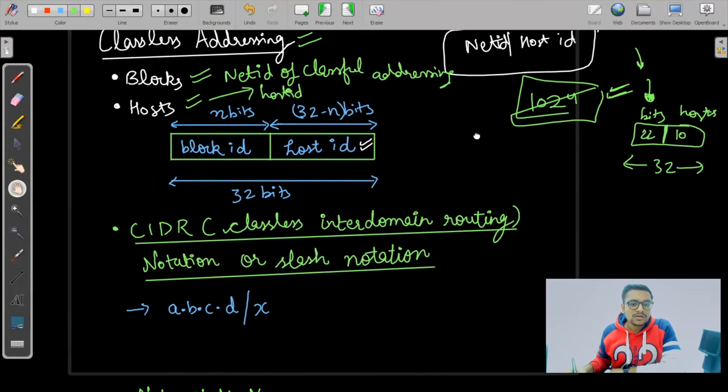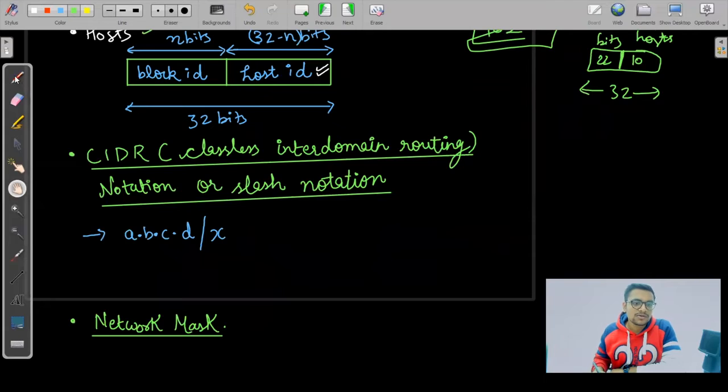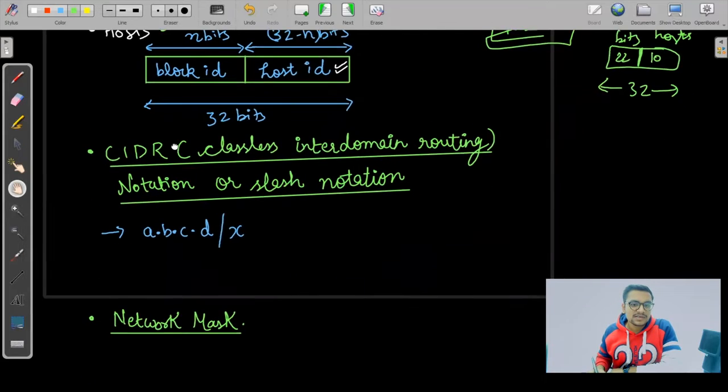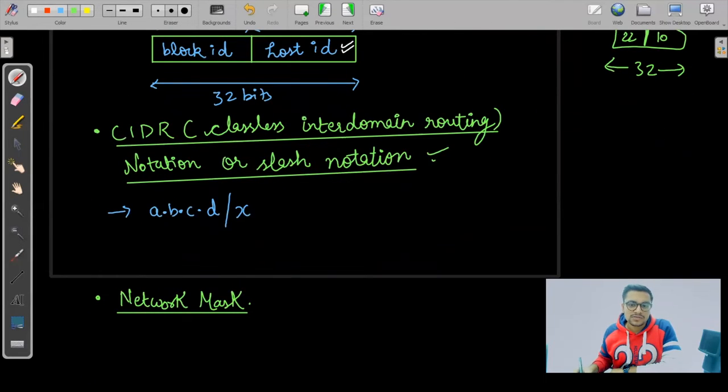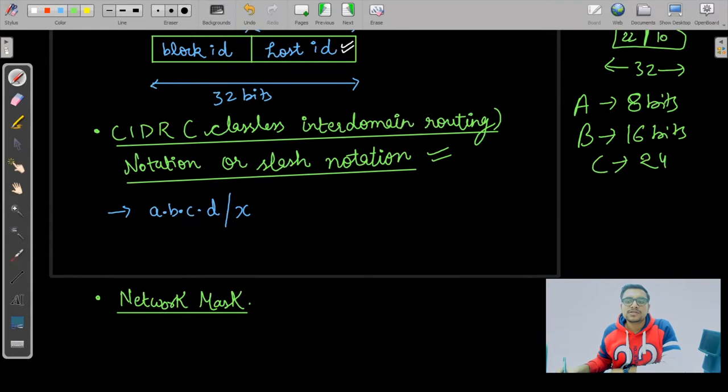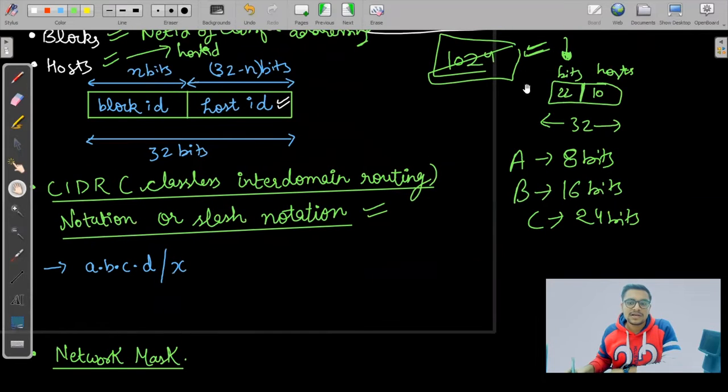Now, moving on to the notation part. Classless addressing uses the slash notation. In classful addressing, as we already know, class A requires the first byte, or 8 bits, for the network ID, class B requires 16 bits, and class C requires 24 bits. But how are we going to identify how many bits are used for the network ID if we are using classless addressing?